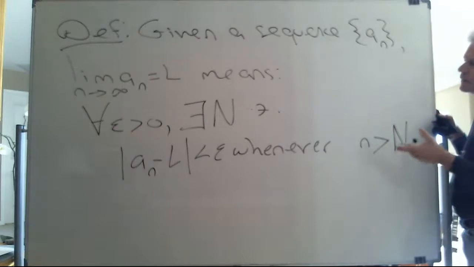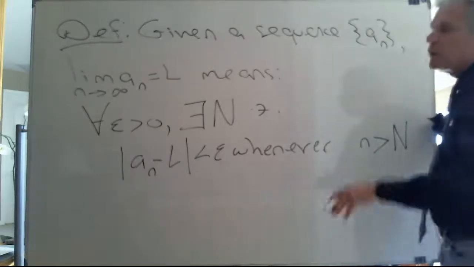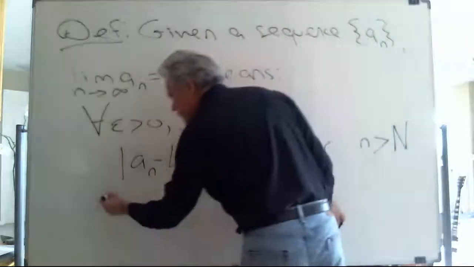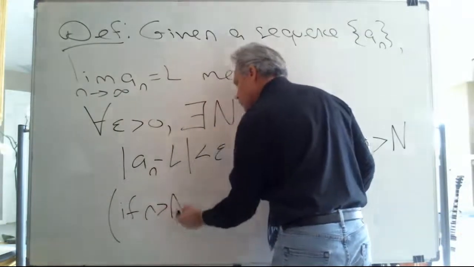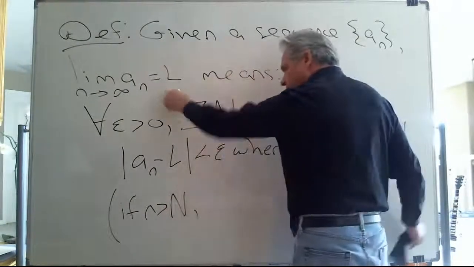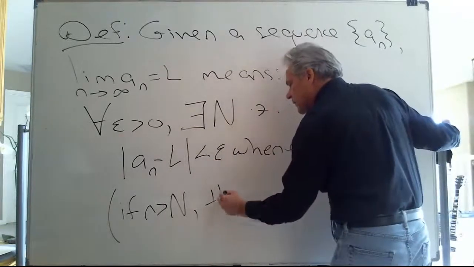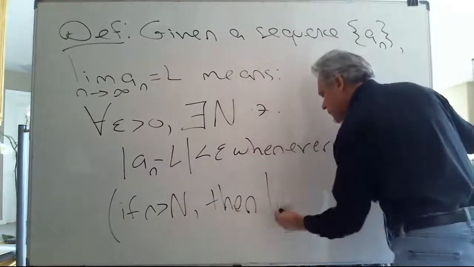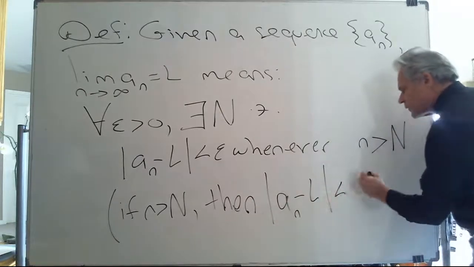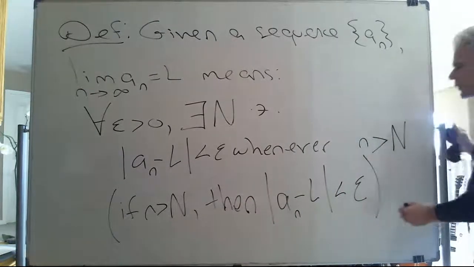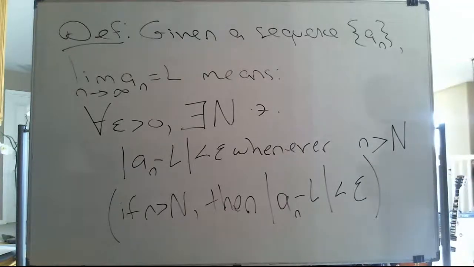Now, sometimes I feel a bit awkward with the word whenever. I might rephrase this in terms of an if-then conditional statement. In other words, if n is chosen sufficiently large, then it necessarily has to be the case that the absolute deviation between these two is strictly less than epsilon. Just a different way of saying the same thing up here with the word whenever.